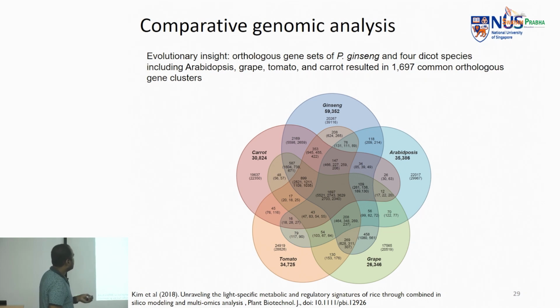You could see that most of this similarity is again shared with the carrot. More than 2150 is shared with the carrot, whereas the similarity between ginseng and Arabidopsis is much lower. Only 110 gene clusters are shared. So this again confirms that it has actually evolved from carrot, and it may have a common ancestry.